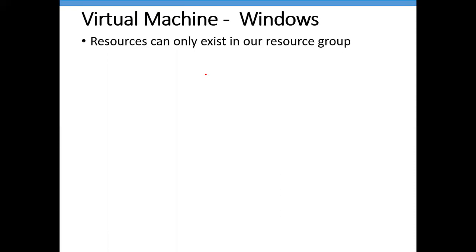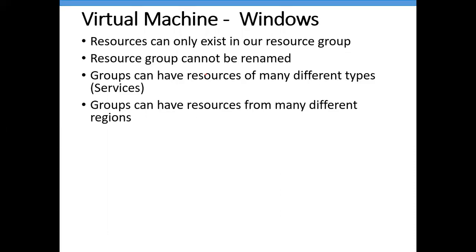But there are some points we have to remember, and they can be interview questions also. Resources can only exist in our resource group. Because I've already told you, whatever resources we want to create, it can be a virtual machine, database, virtual network, or other types of resources, it is always maintained under our resource group. After creation of a resource group, we can't change its name. So make sure whenever we are giving the name while creating it, we give the correct name.